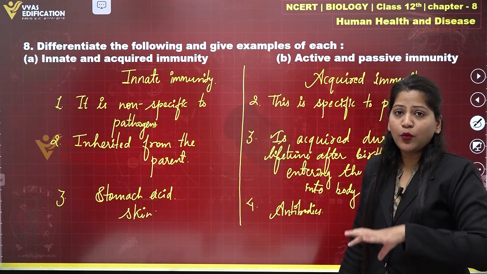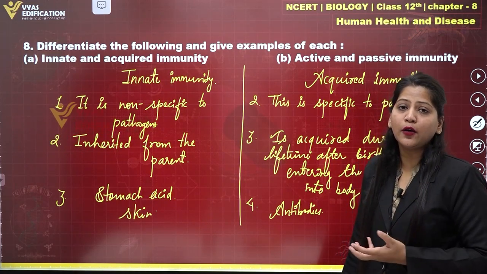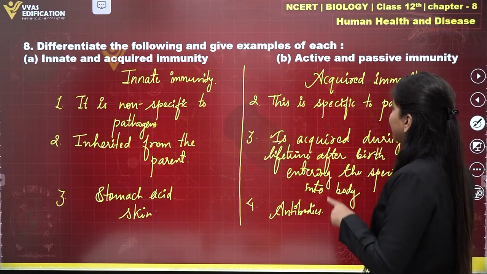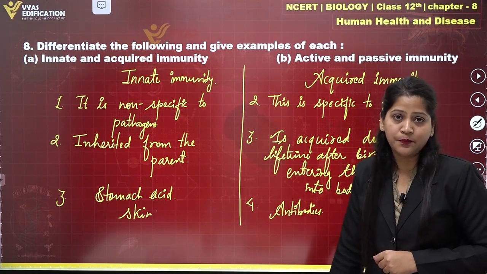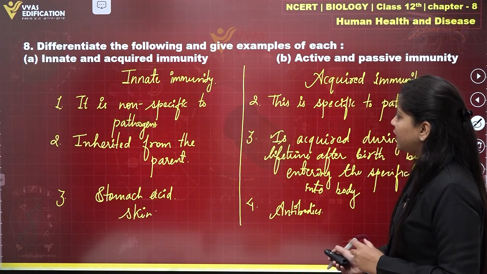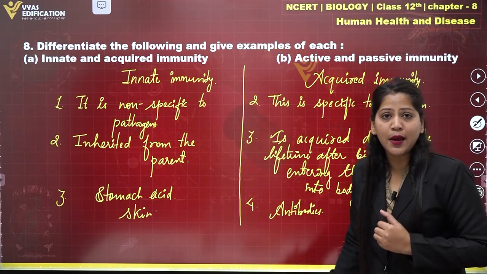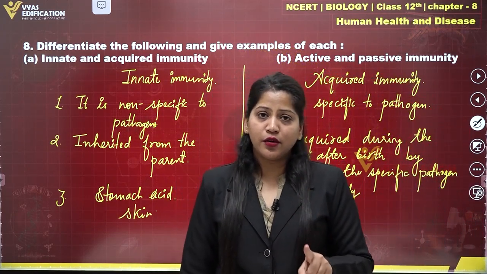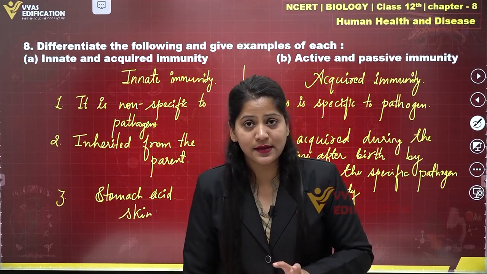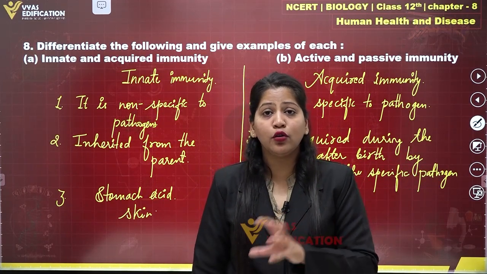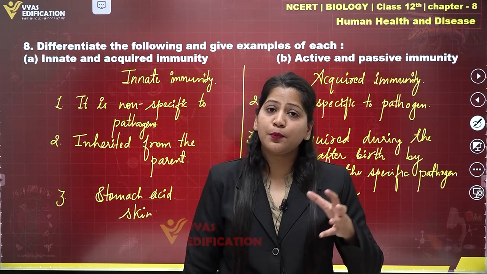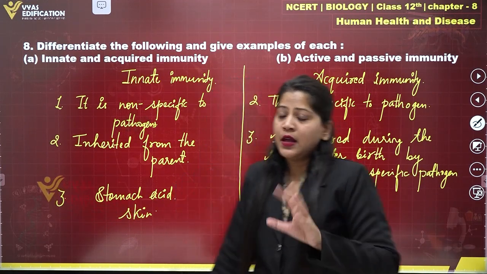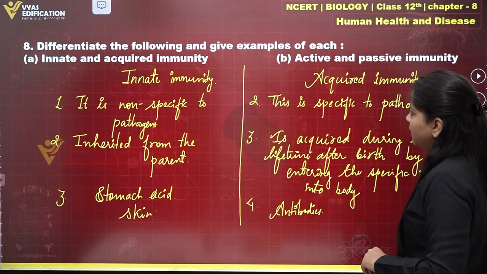Now let's come towards the next part, that is part B of the same question, where we have to differentiate between active and passive immunity. So now we are going to talk about the differences between active immunity and passive immunity. What is active immunity and what is passive immunity? First of all, active immunity is having long lasting effects, whereas passive immunity does not have long lasting effects, right?